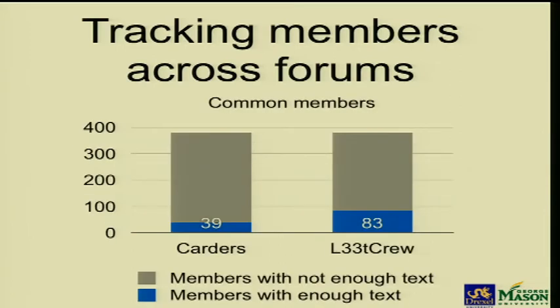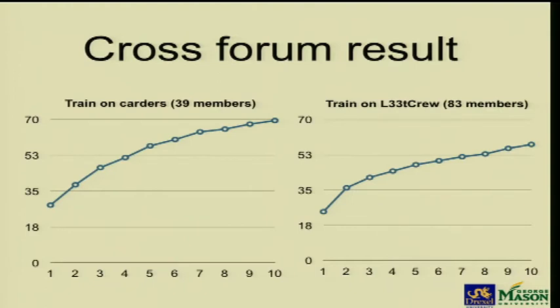In our data set, only Carders and Lead Crew had enough common users. And among them, only 39 users in Carders and 83 users in Lead Crew had enough text to do the authorship analysis. The graph shows how successful we were in finding people in different forums. You can see that when we were trying to do the exact match, our result is very bad, around 20%. But when we were trying to find the top 10 people who were similar to this user, our accuracy goes up to 70%.